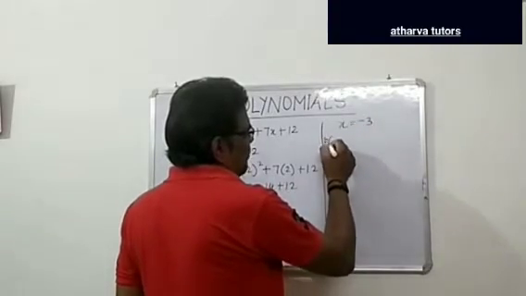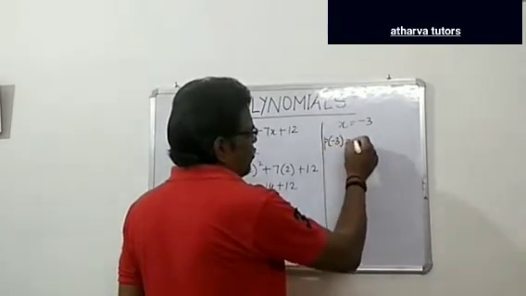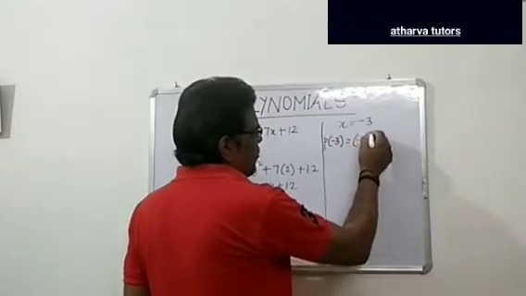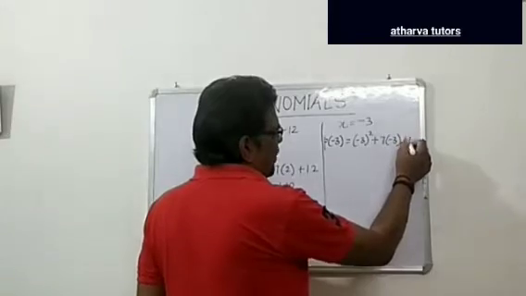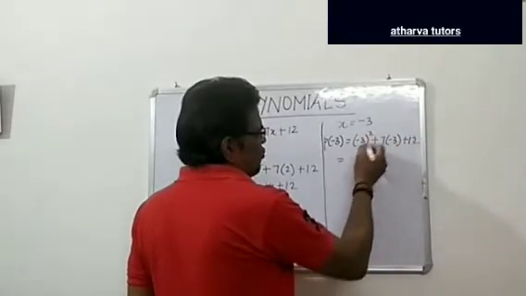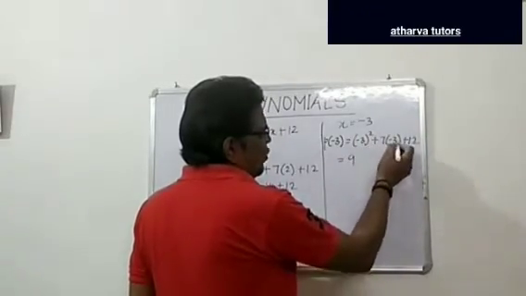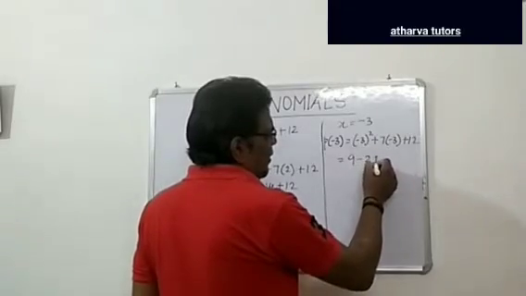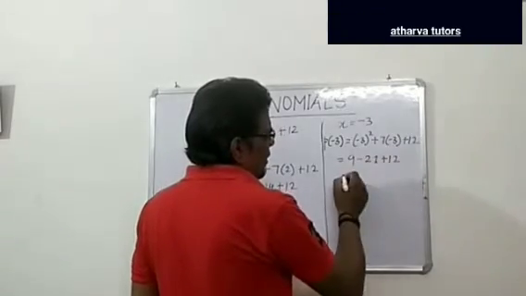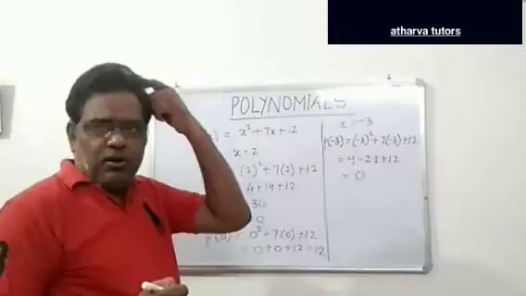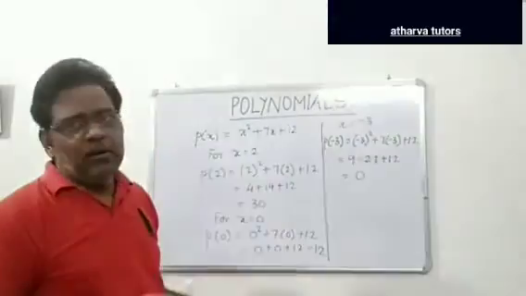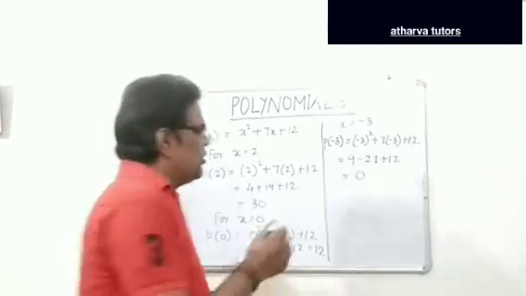Now, if it was given find value of this polynomial for x equals minus 3, so you had done p(minus 3) equals minus 3 square plus 7 into minus 3 plus 12. So minus 3 square is 9, 7 into minus 3 is minus 21, plus 12. And if you check, you get your answer as 0.